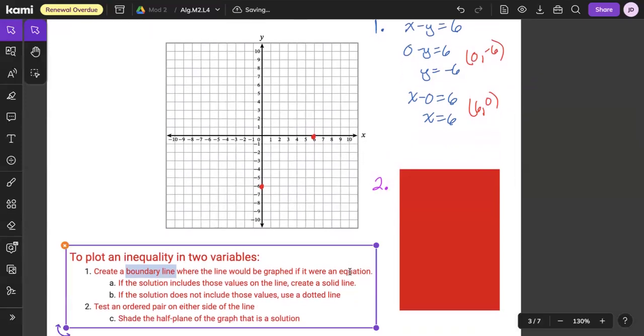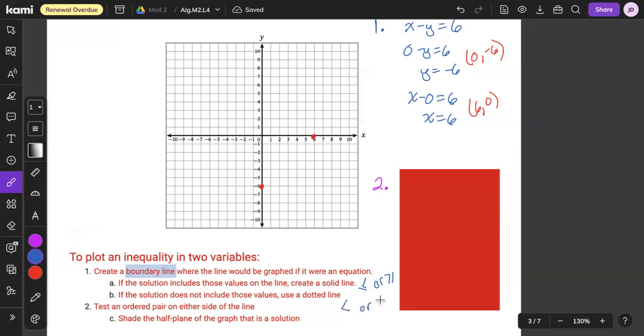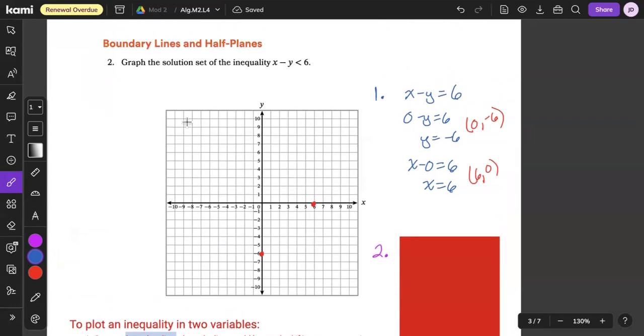And then it says here we have A and B, two options. If the solution includes the values on the line, create a solid line. So that's going to be whenever we have an equal sign in there, less than or equal to, or greater than or equal to. And if the solution does not include those values, use a dotted line. That's going to be just your less than or greater than symbol. This is similar to when you would use a solid dot or an empty dot on your number line. So this one, because it is just less than, we are going to use a dotted line.